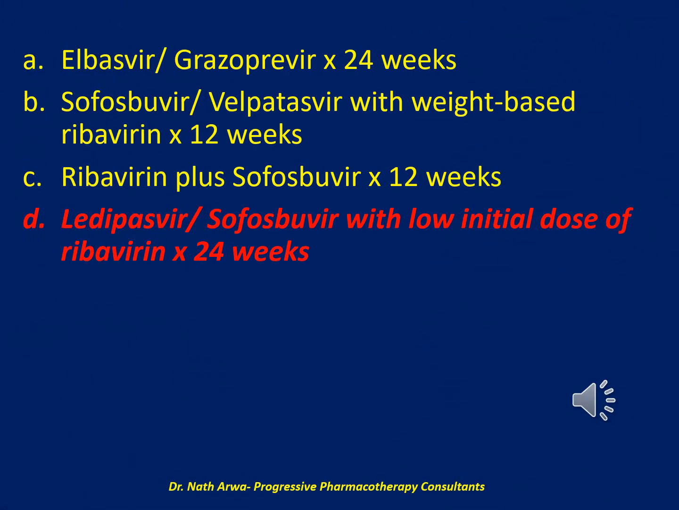And the correct answer is D. Ledipasvir and sofosbuvir with low initial dose of ribavirin for 24 weeks. Option D is the best option since this is recommended as preferred therapy by the AASLD guidelines for the management of genotype 1A. Option C is not recommended in the setting of decompensated cirrhosis in those with previous SOF failure. Option B would be acceptable in the setting of NS5A treatment failure with a duration of 24 weeks but not in the case of SOF failure. Option A is not recommended in this setting.